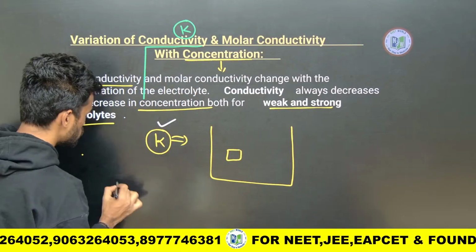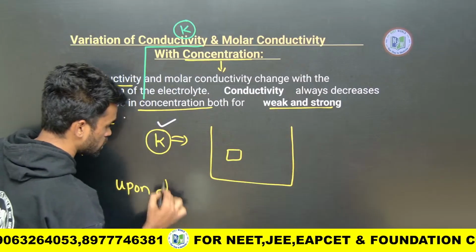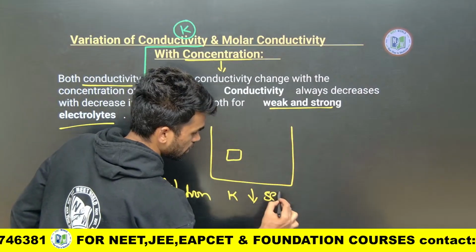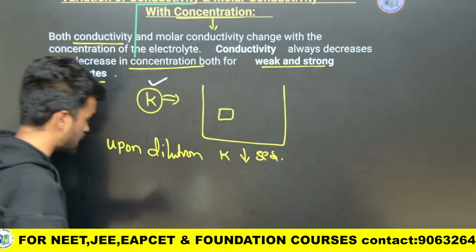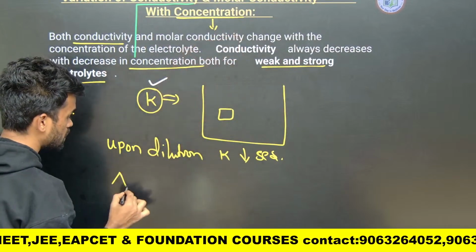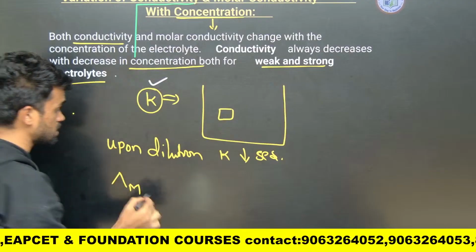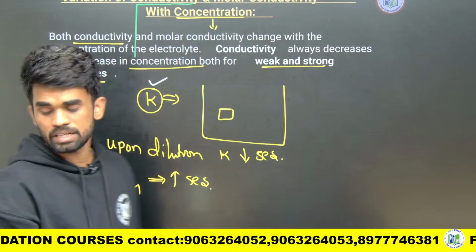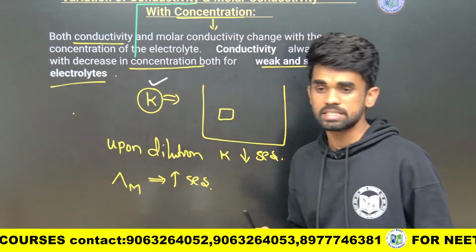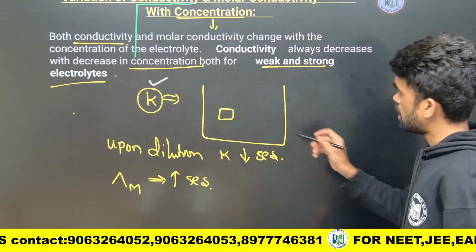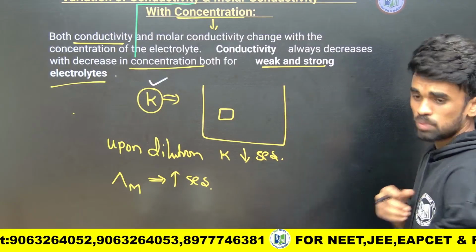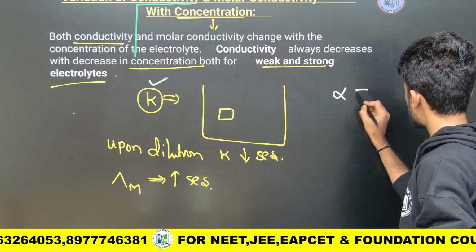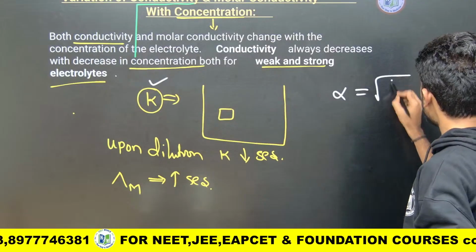You need to remember this: upon dilution, conductivity K decreases, and for the other term, molar conductivity or molar conductance, it increases. Why does molar conductivity, del M, increase here? Because of, for example, the Ostwald dilution principle. What is that principle? Alpha equals root over Ka by C.